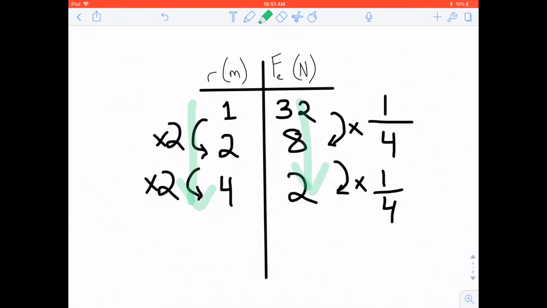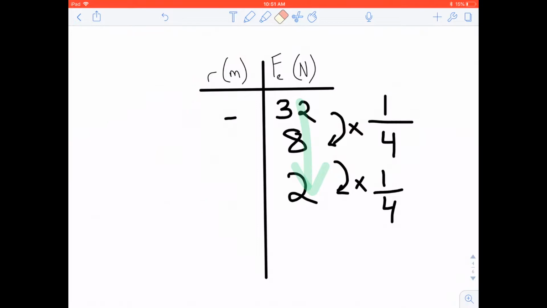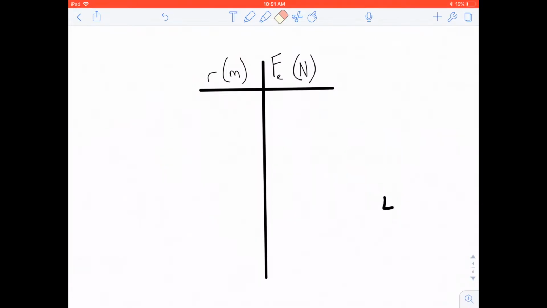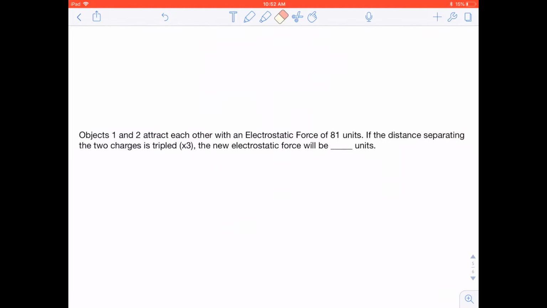We quarter the force. That's the pattern there. Now you can figure this out not just for doubling, you can kind of figure this out for all sorts of changing of the independent variable. Let's take a peek at a problem that you might be facing on a quiz or a test.